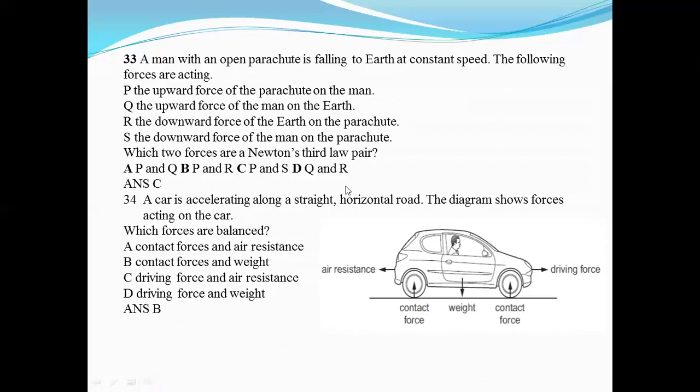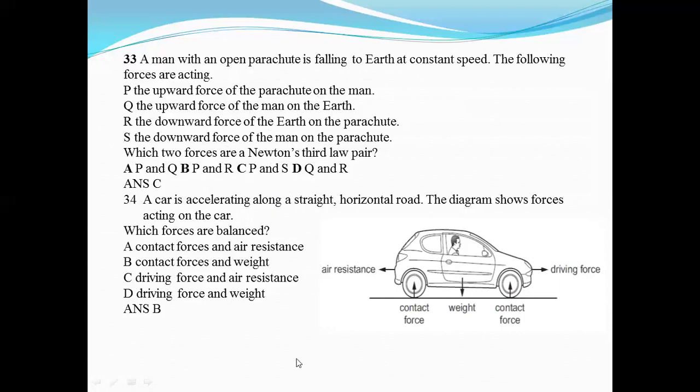C is the correct answer. P and S, because over here the objects are the same. P, the upward force of the parachute on the man, and S, the downward force of the man on the parachute. So that is the correct option. The objects should be the same and the forces should be equal and opposite to each other. So in P and S, we have the same objects, parachute and man, and the magnitude is the same and the direction is opposite, upward force, downward force. So C is the correct answer, force P and S.